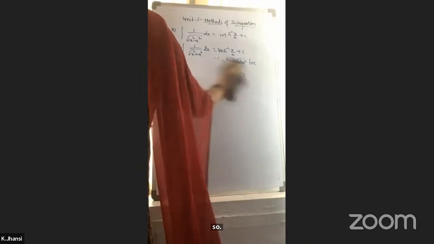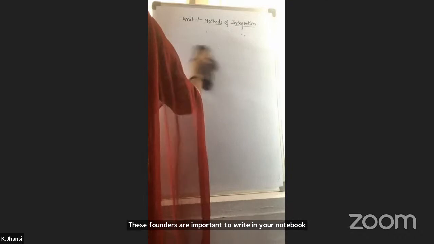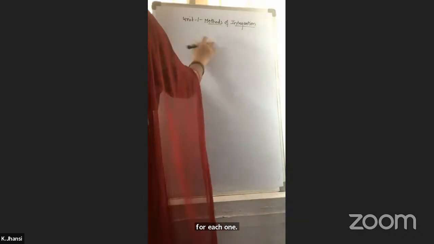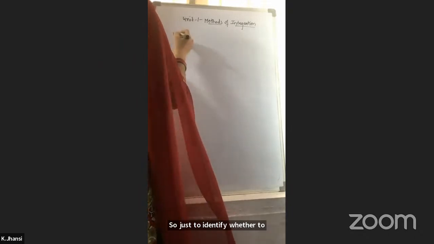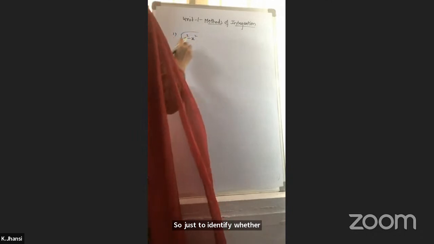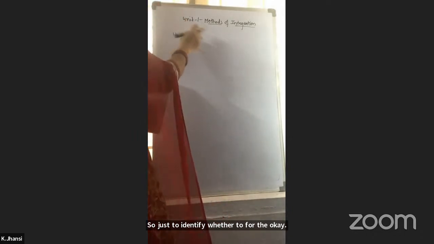So these formulas are important. You write in your notebook, two formulas are there for each one, just to identify whether to substitute sin theta or cos theta. So the note is that x is, if it is in the 1 by, you can take. I am writing only like this, but it may be 1 by root also.